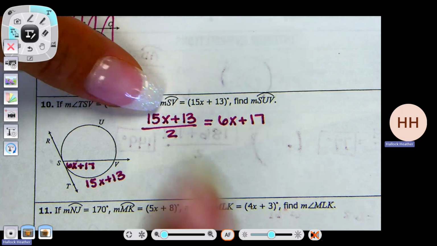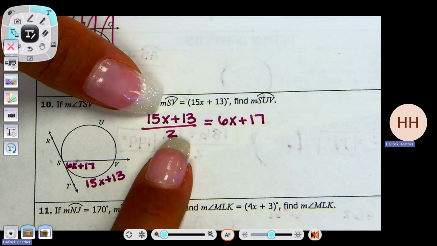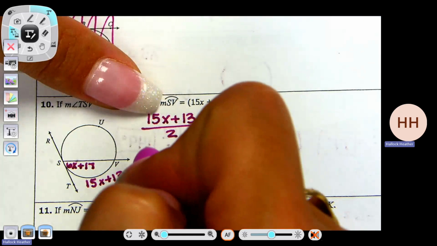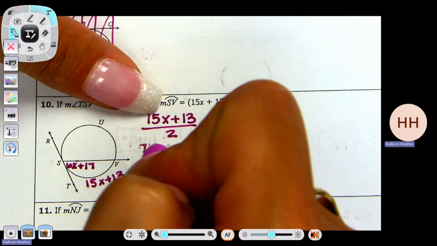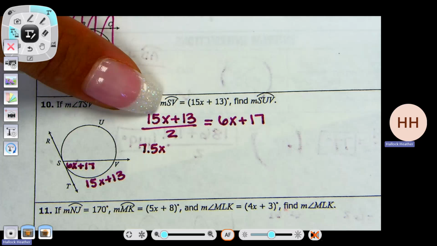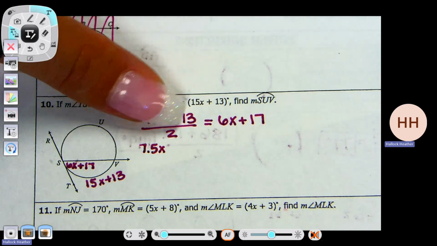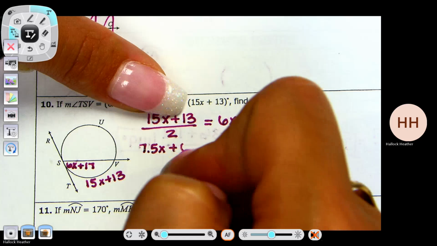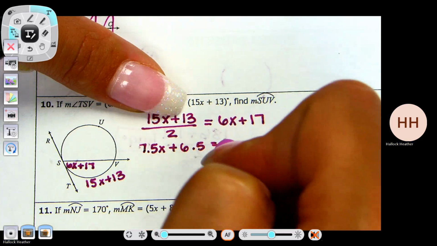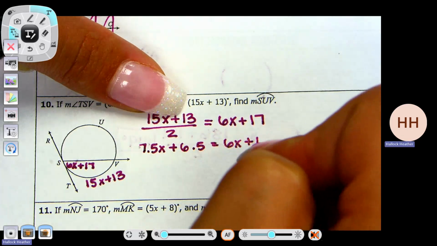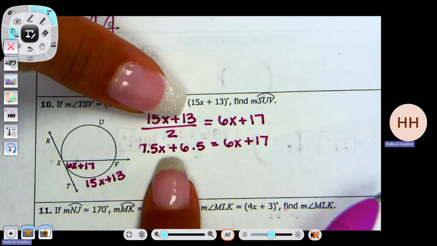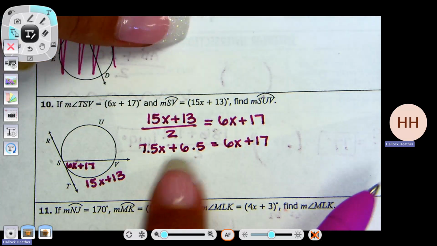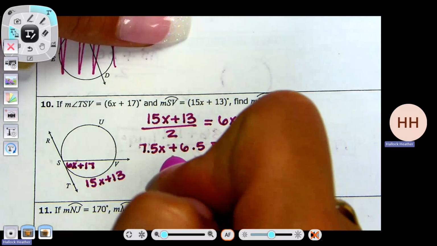So don't stress. If I take 15, I divide by 2, that's 7.5x. It's okay. If I take 13, I divide by 2, what do I get? 6.5. And now it's a normal equation. Even though you're going to have 0.5s in the end, it'll come out nice. So let's subtract 6.5 from both sides.